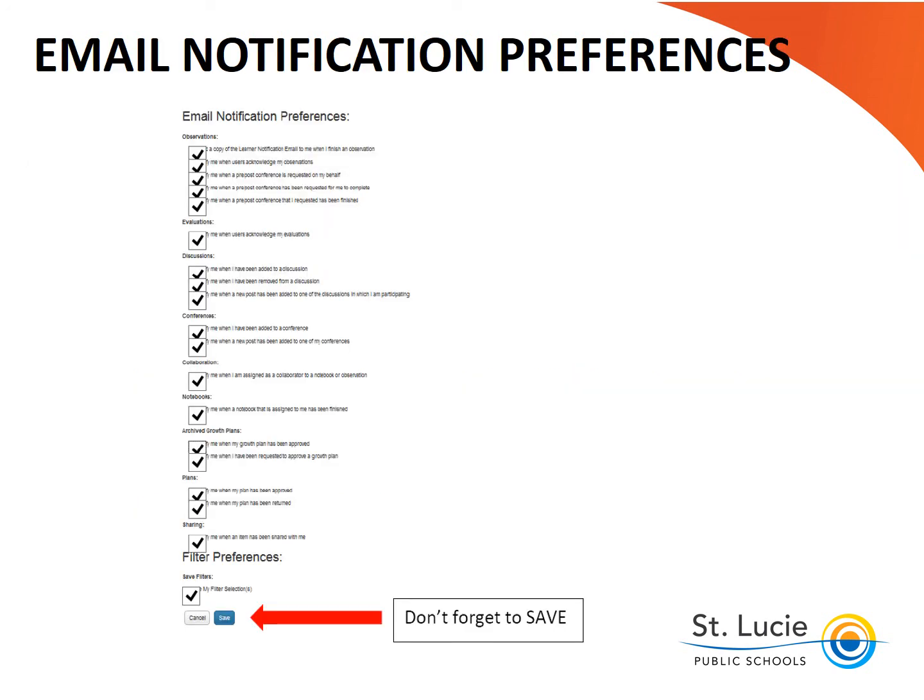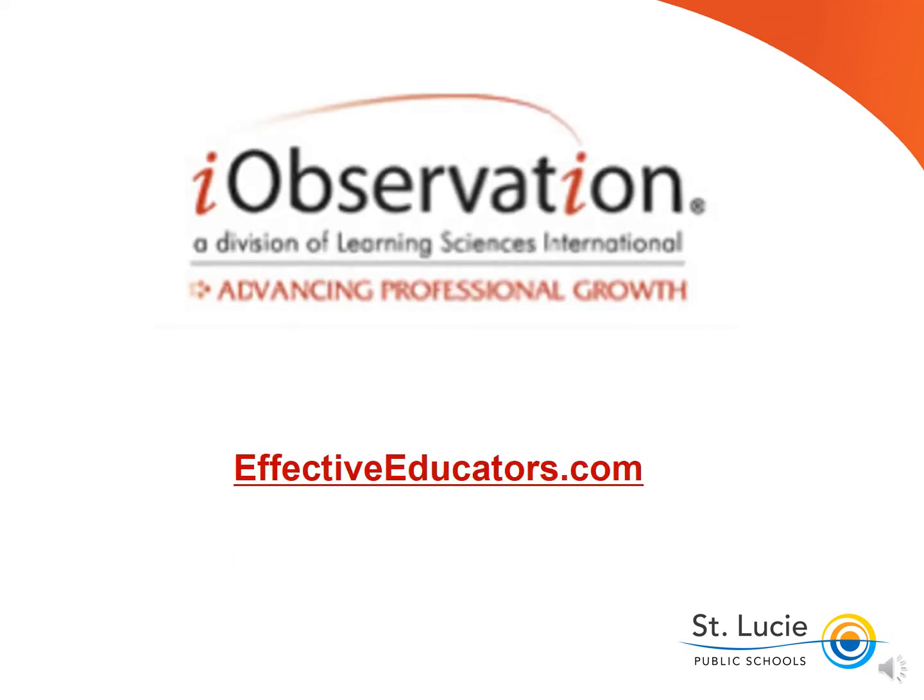Navigate to the email notification preferences by scrolling toward the bottom of the screen. Check all the boxes and then save. This activates email notifications of any activity in the system that relates to you and your evaluation system. You may also wish to upload a photo and update information on your account. You can do this in Settings as well.